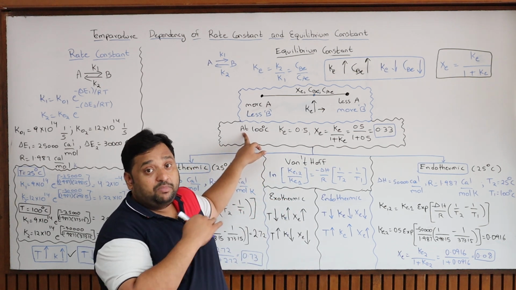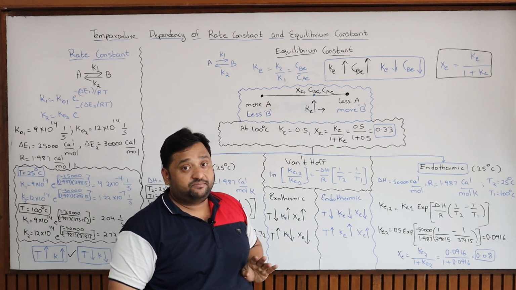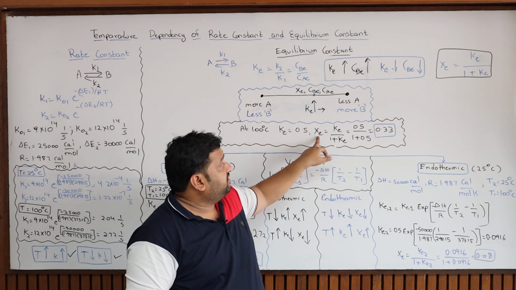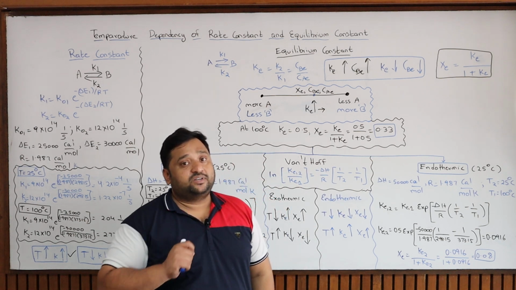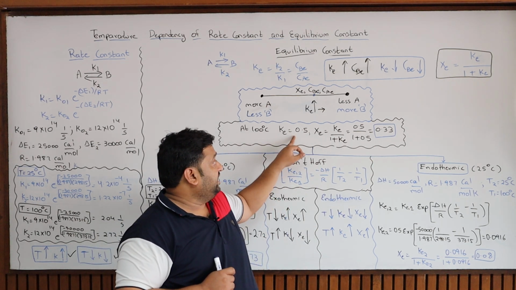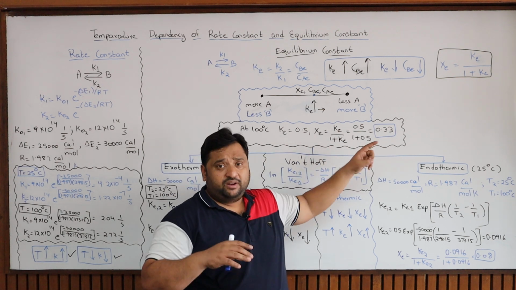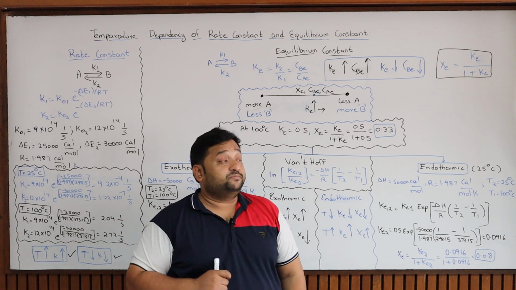The base normal case: at 100 degrees centigrade the equilibrium constant is given as 0.5. If the equilibrium constant is 0.5, what is my conversion? Ke by 1 plus Ke is nothing but 0.33, which is 33%. That means if you know the Ke, you know the conversion. For this example, a random reaction, 33% conversion is possible.